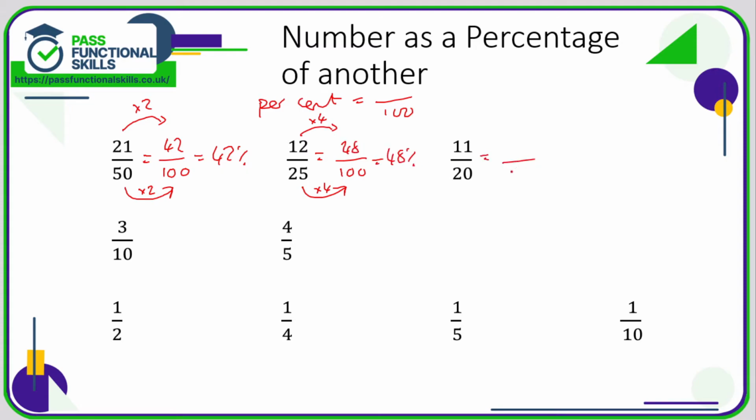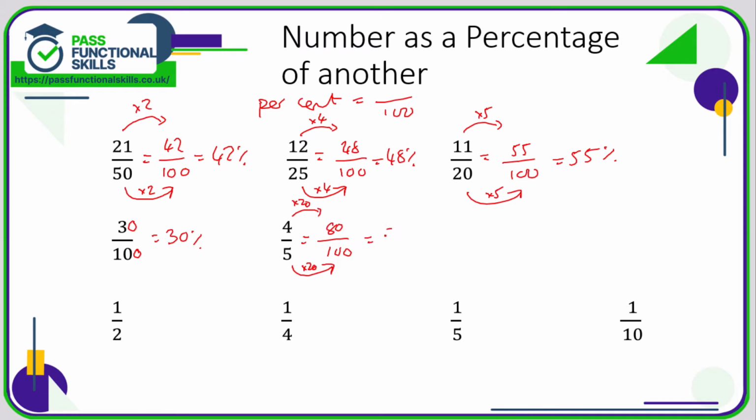If it's out of 20, 20 times 5 is 100, so multiply the top by 5 to get the equivalent fraction, that's 55%. If it's tenths, really easy. Just stick a 0 top and bottom, 30%. Could not be easier. So tenths are very easy to convert into percentages. 4 out of 5, 5 multiplied by 20, takes a lot of people a while to work that one out. So multiply the top by 20 for the equivalent fraction, so 80%.